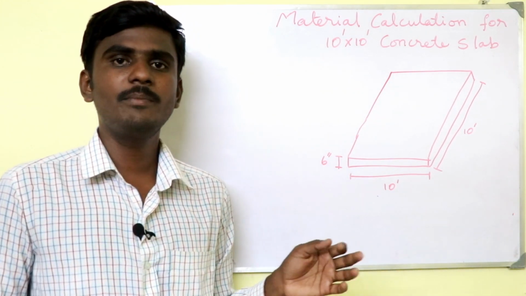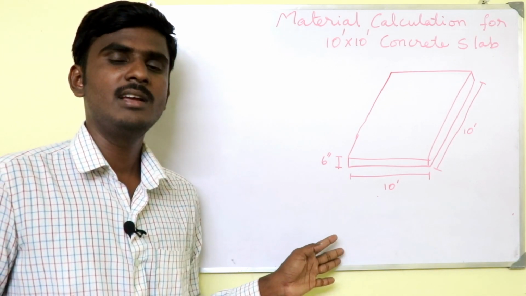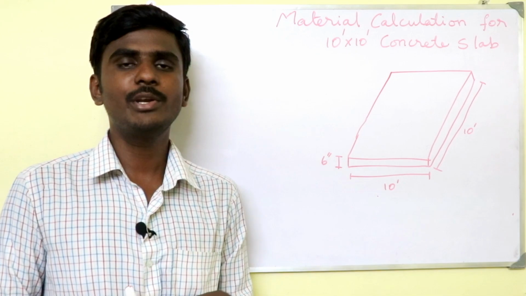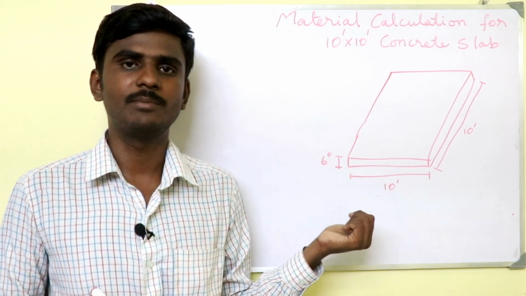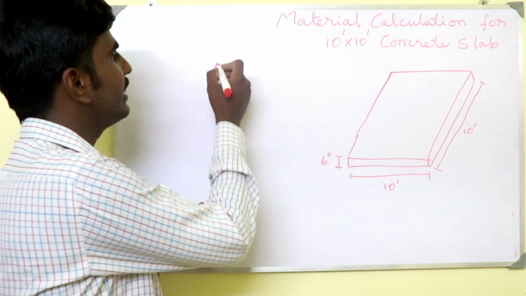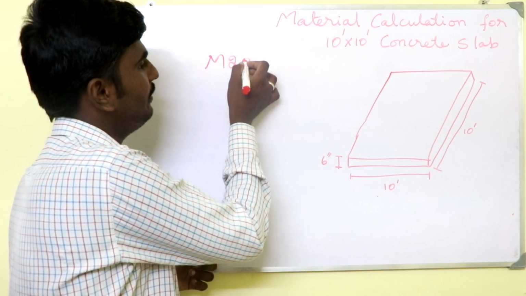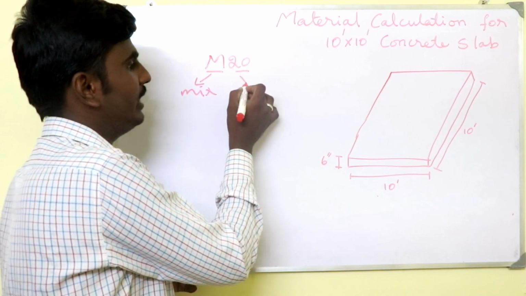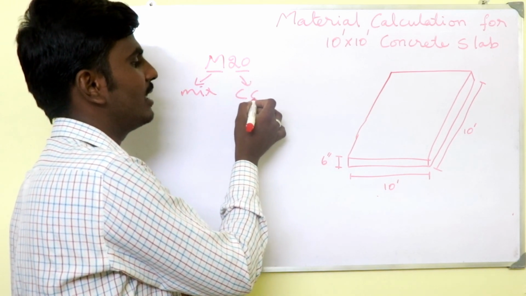So now we know the basic things before the calculation. Now we should know what grade of concrete is going to be provided for making the concrete slab. I take M20 grade concrete. Here M20 means, M means mix, and 20 means the characteristic compressive strength.